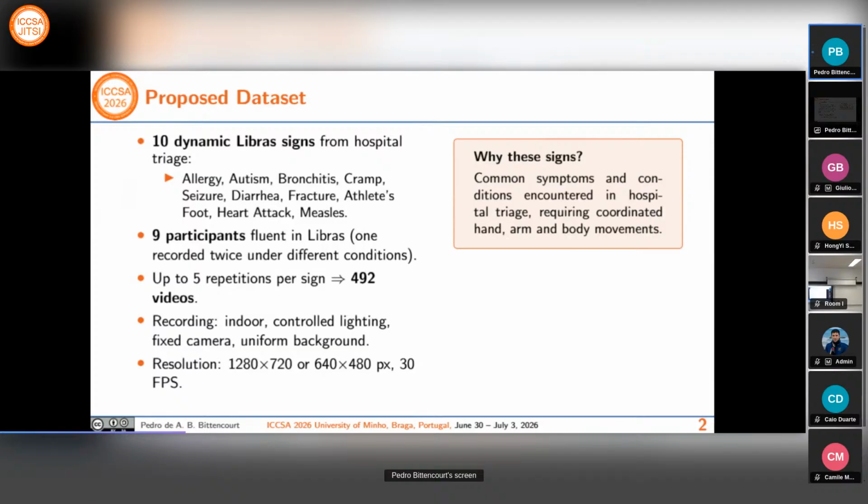Nine participants fluent in Libras performed each sign up to 5 times, resulting in a total of 492 videos. One participant was recorded twice under different conditions, varying clothing, accessories, and hairstyle. Recordings were made indoors with controlled lighting, a fixed camera, and a uniform background.